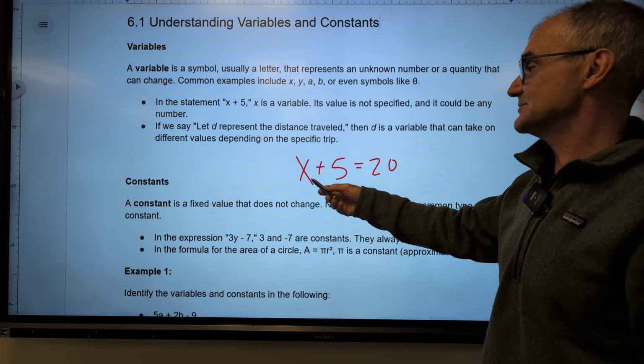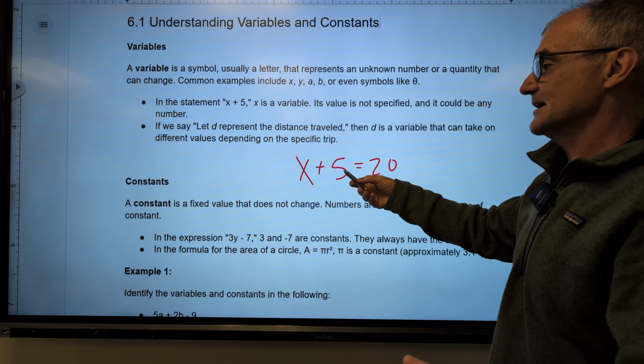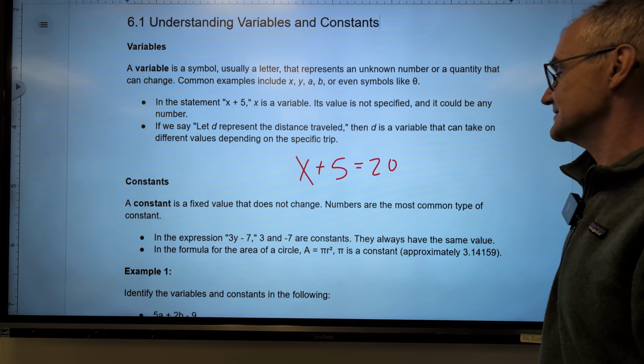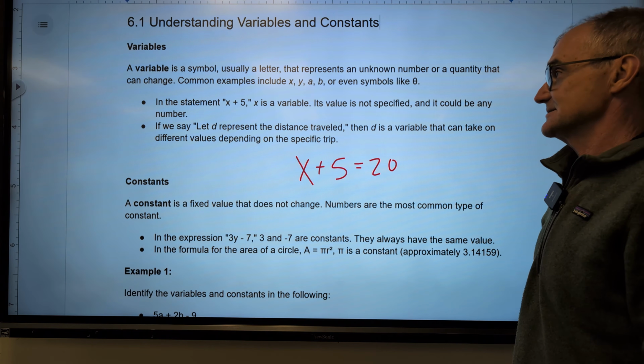It's usually represented with a letter. And then this is a constant. A constant's a fixed value. It's not going to change. Numbers are your most common constants.